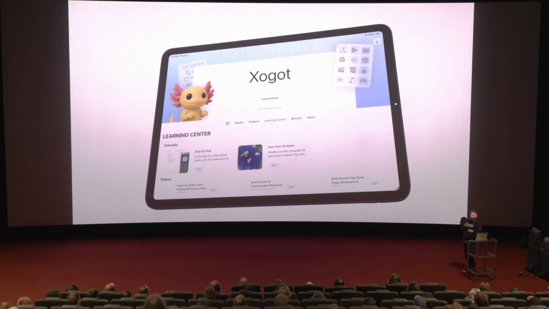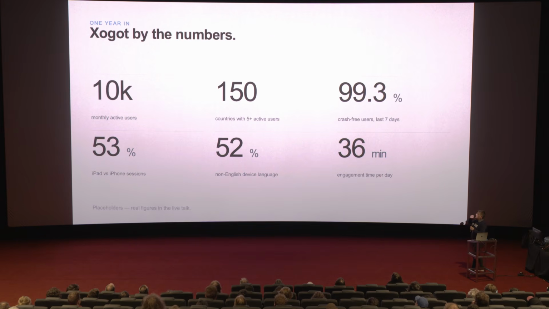So we worked on Xogot. We spent about 2.5 years working on this. Now we've had it in the market for a year. It's Godot for iOS, for iPads and iPhones. And here's some statistics about the project so far.